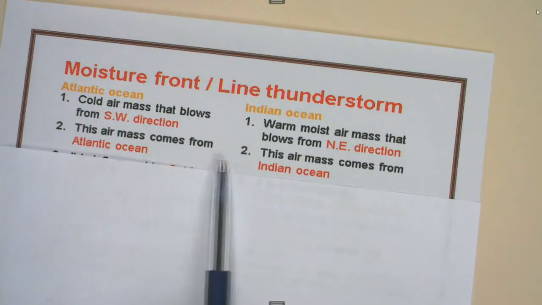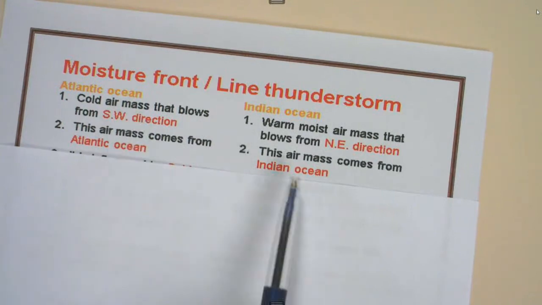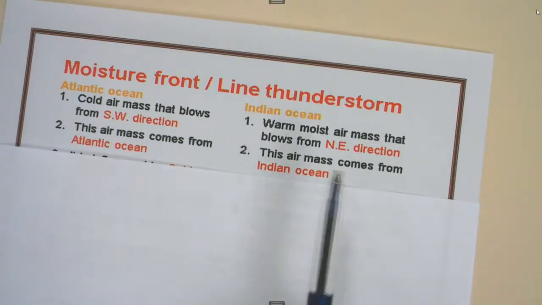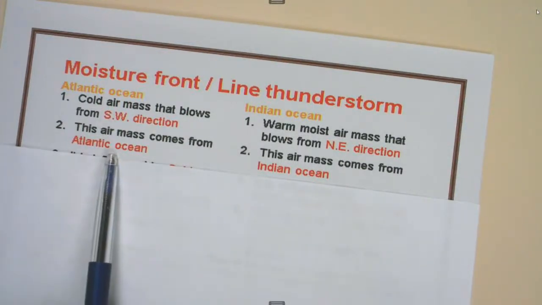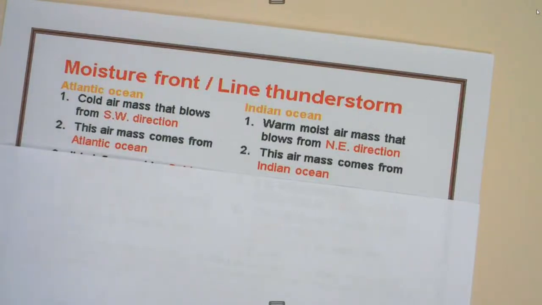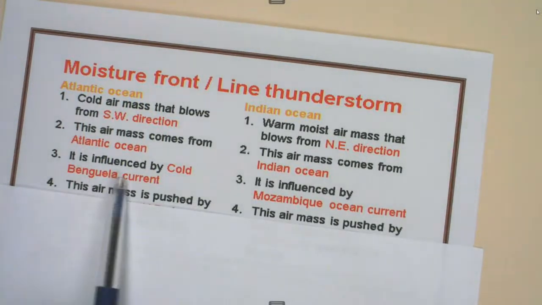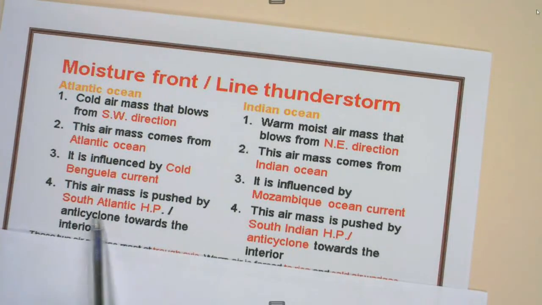The air mass comes from the Atlantic Ocean, this cold air mass. The warm air mass comes from the Indian Ocean. Indian Ocean, because of the warm ocean current, the air mass is warm and moist. This one, Atlantic Ocean, because of the cold ocean current, the Benguela current, the air is cold and dry. So this is influenced by the cold Benguela current. The air mass is pushed by the South Atlantic high pressure cell, anti-clockwise circulation, into the interior.